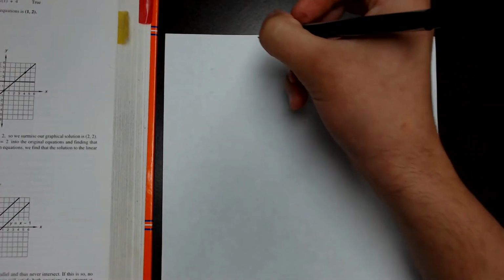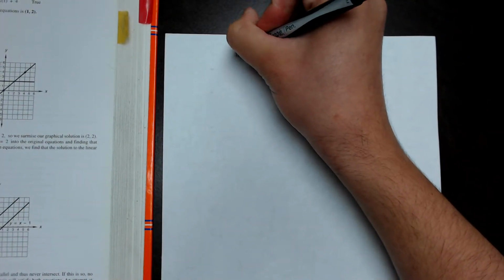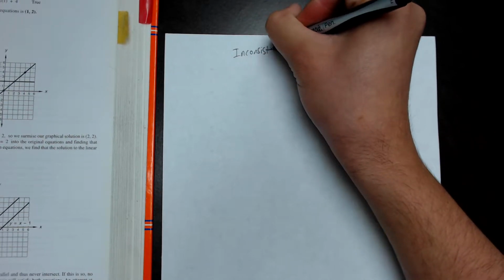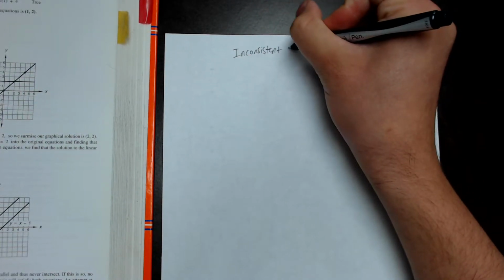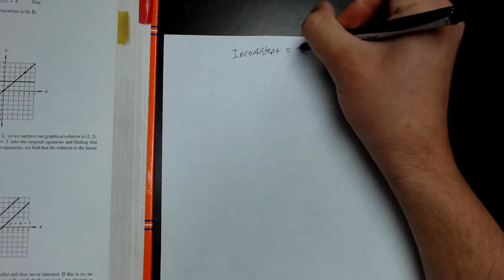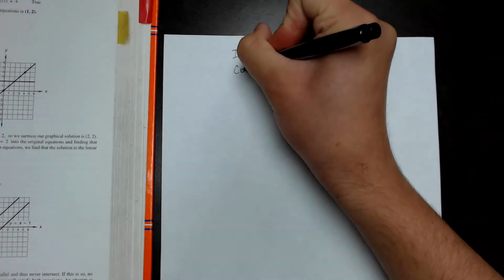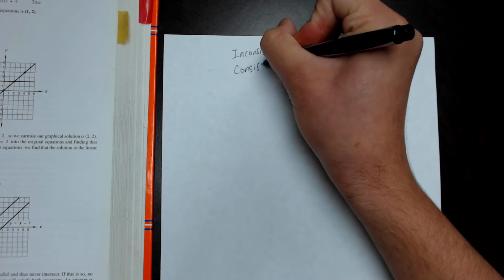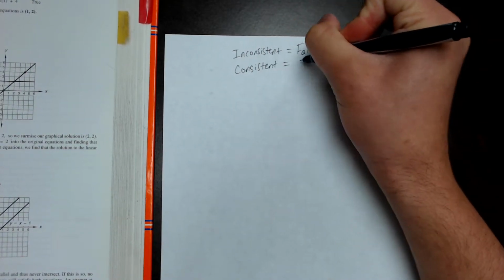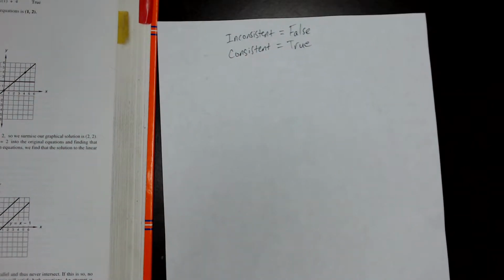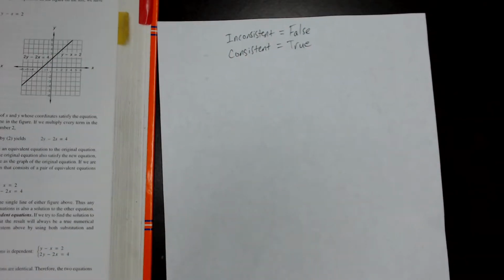Now, before we use substitution and elimination, we need to know two things. So, the first one is that inconsistent equations will be false. And consistent equations will be true. All right? Now, how do we figure this out? Let's go over two examples.